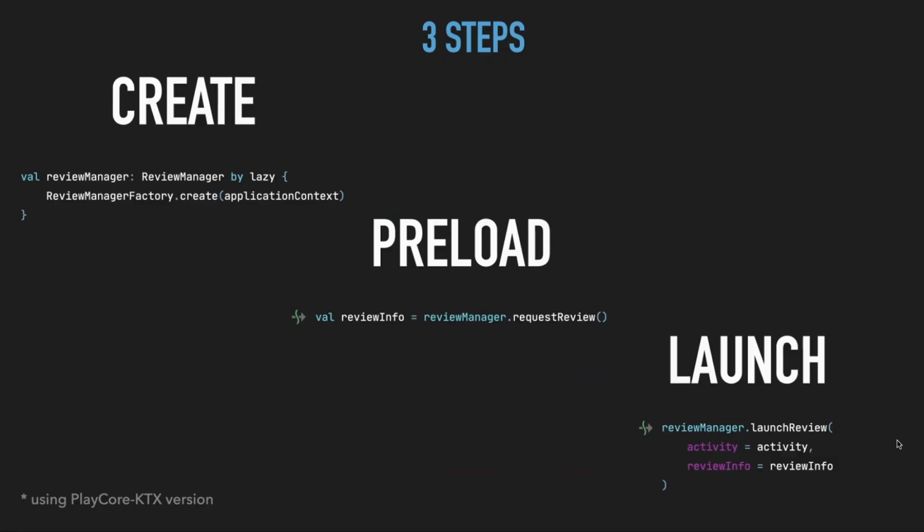If you are not using the KTX or you are using the Java version, then you will have to handle these through callbacks. So again, you create it, and you preload it at the moment that you think you're going to ask for a review. And then at the moment that your logic applies, the best moment to launch the review, you call launch to display the review dialog.